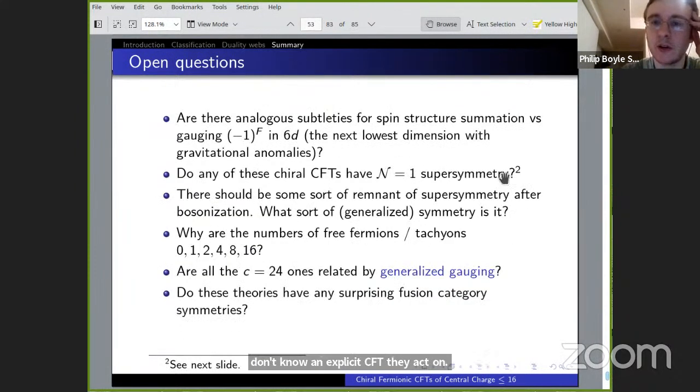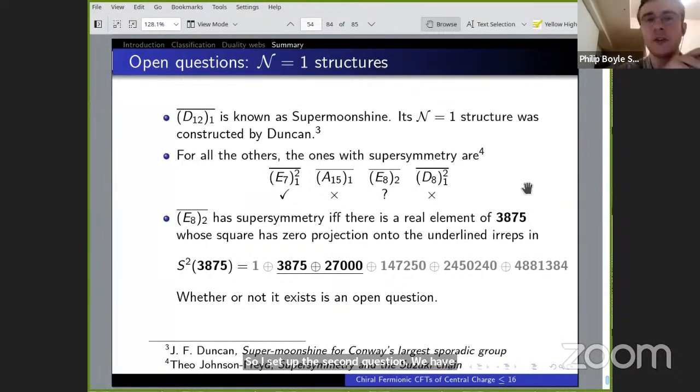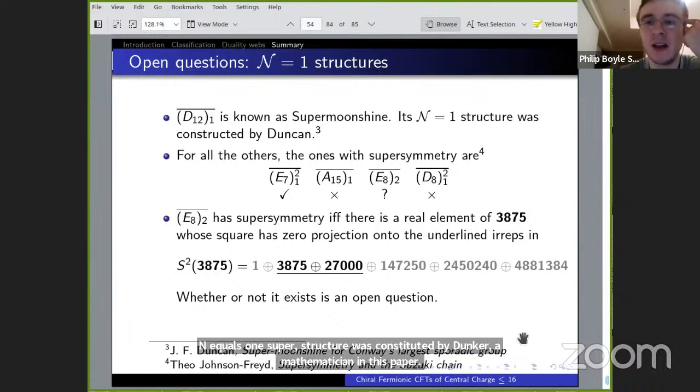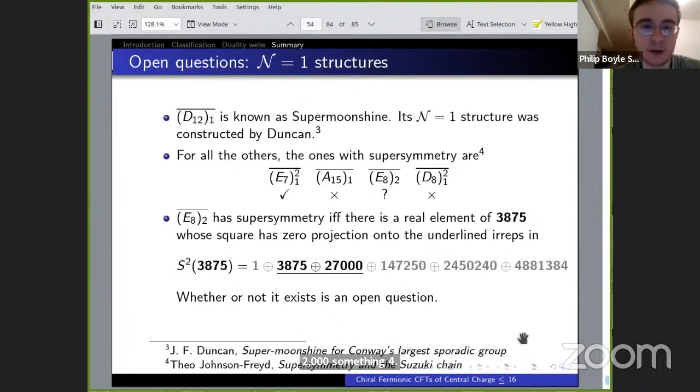So I said that the second question we have something to say about. So let's say a little bit more about question number two. The D12 theory is known as super moonshine, and its N equals 1 super structure was constructed by Duncan, a mathematician, in this paper, 2004, using the Golay code by a very nice construction. So what about the other ones? What about the other chiral fermionic CFTs, which I've labeled here? Well, actually, I missed off three fermions, but that's easy.